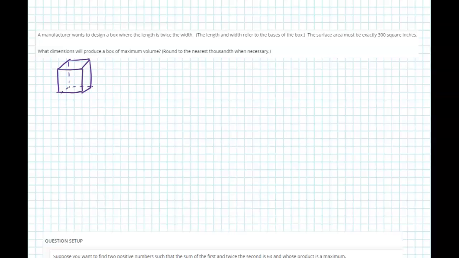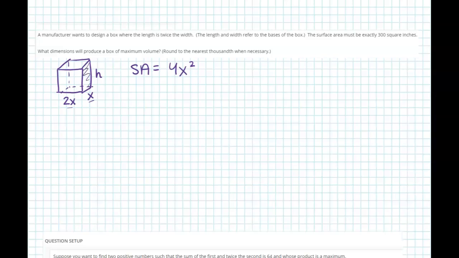So if we look at what we have, the length is twice the width. Well, if this is x, let's say this is 2x, okay? We don't know the height, so let's just call it h. So surface area, each base is 2x squared because 2x times x is 2x squared, and there's two of those, top and bottom, so that's 4x squared.